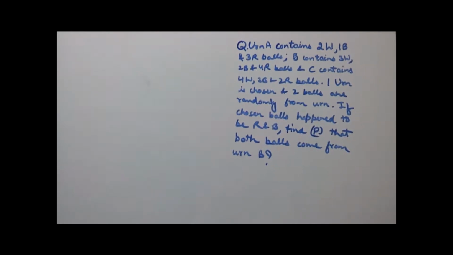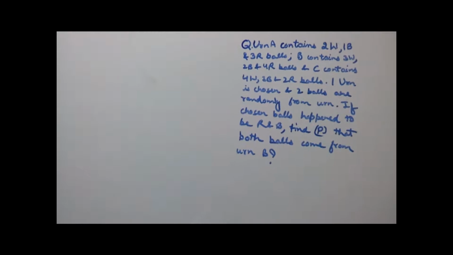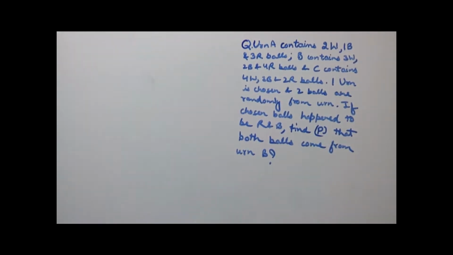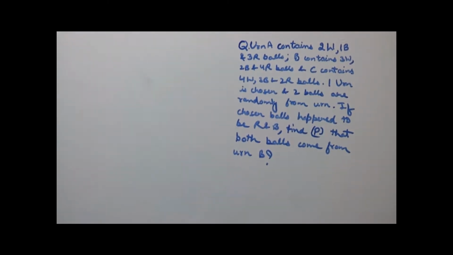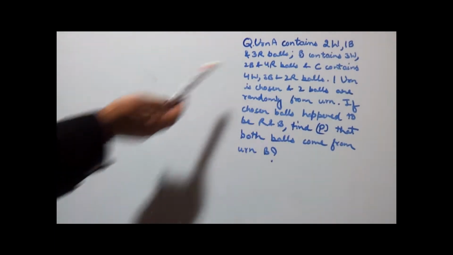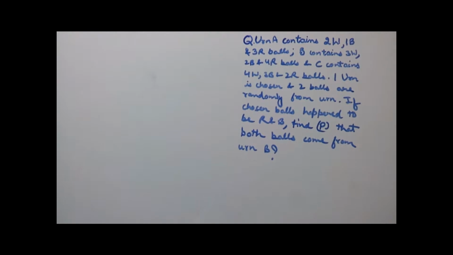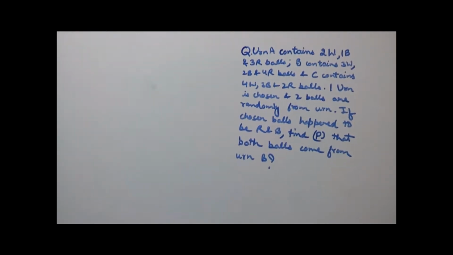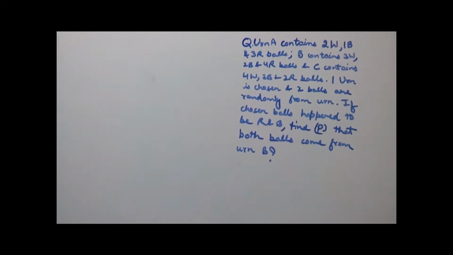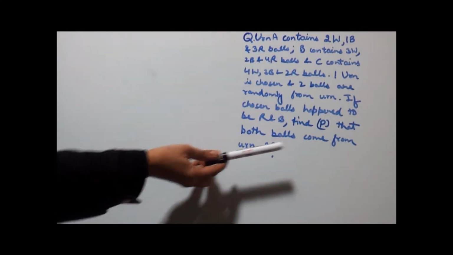The question says, urn A contains 2 white, 1 black and 3 red balls. Urn B contains 3 white, 2 black and 4 red balls, and urn C contains 4 white, 3 black and 2 red balls. One urn is chosen and 2 balls are randomly drawn from the urn. If the chosen balls happen to be red and black, then find the probability that both the balls come from urn B.